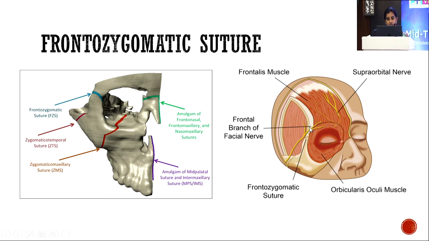anatomy, here around the frontozygomatic suture, we should keep in mind the frontal branch of the facial nerve, and also during the medial dissection we should keep in mind the supraorbital nerve, because any traction or resection of these nerves during the dissection may lead to impairment in later days.